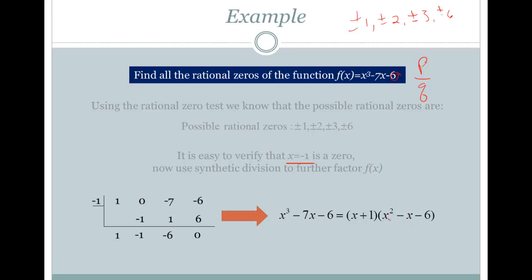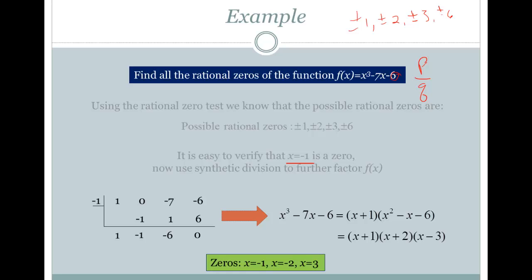Now this is just a quadratic. If I look carefully at this, I can see that I can factor it as x plus 1, x plus 2, and x minus 3. And again, I'm asked for the rational zeros. I can see that the rational zeros here are going to be negative 1, negative 2, and 3.